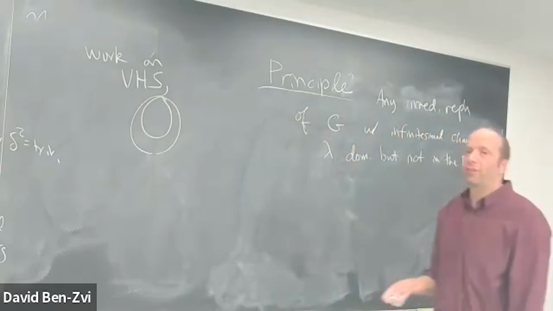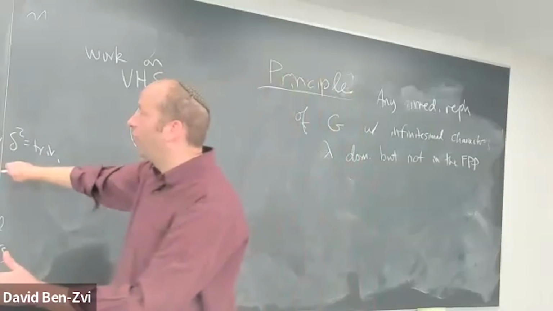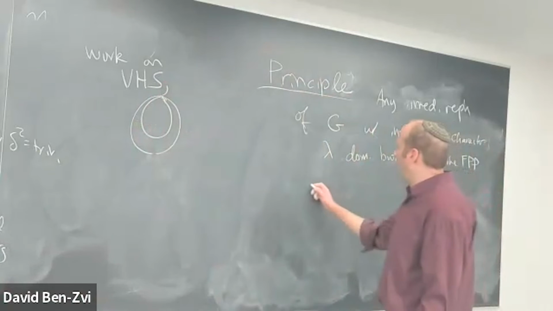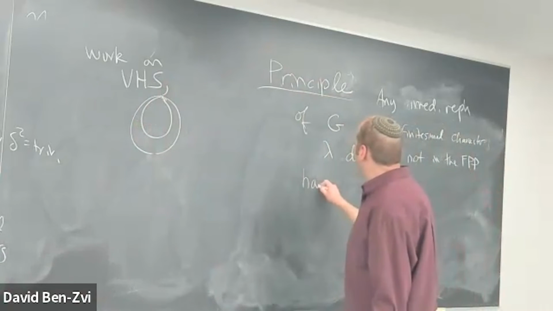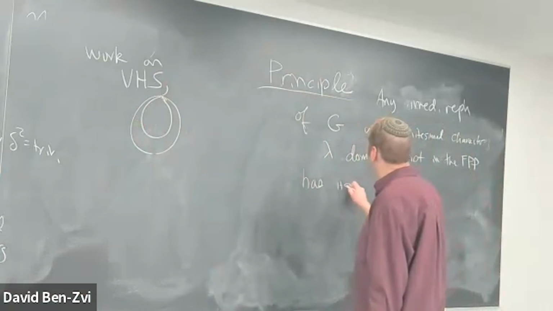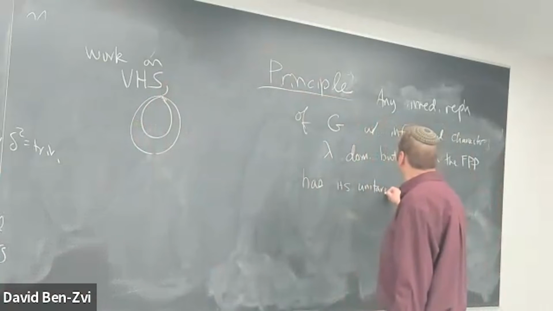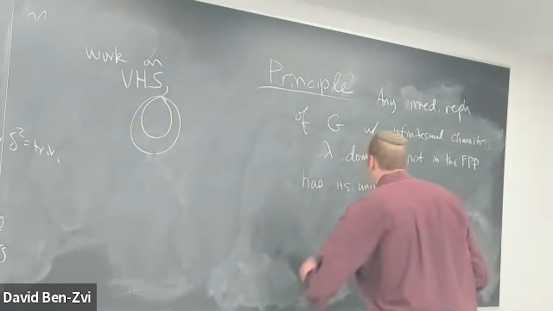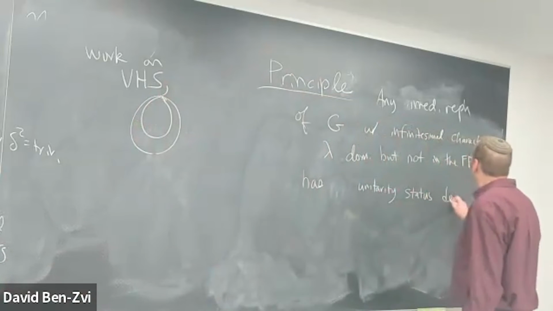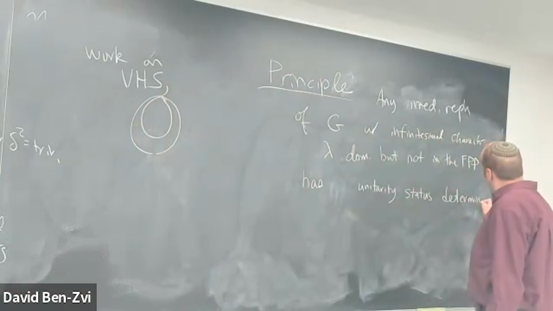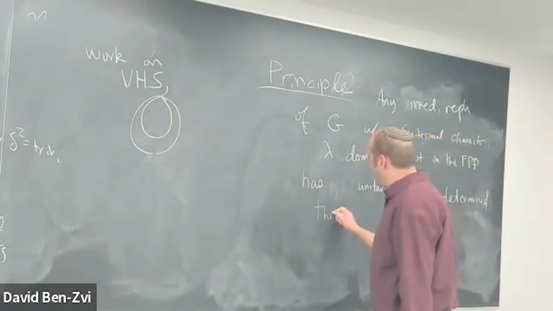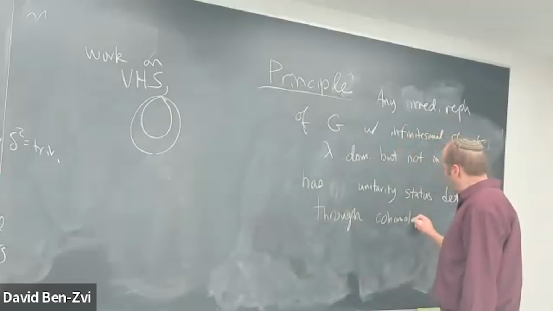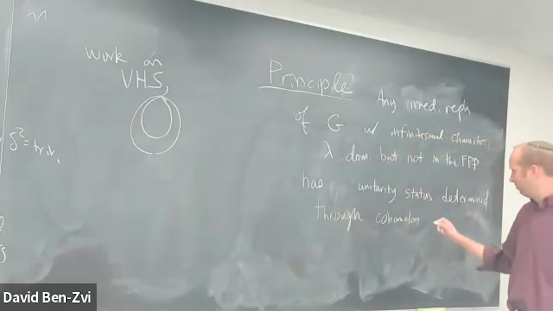So this is more general because what I was talking about before were things that came from quotients of principal series. These could now involve discrete series. Its unitary status is determined through cohomological induction to the smaller group. Okay? Do you get this statement? Or good?